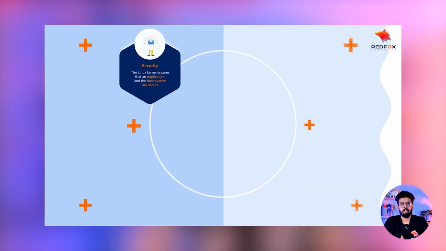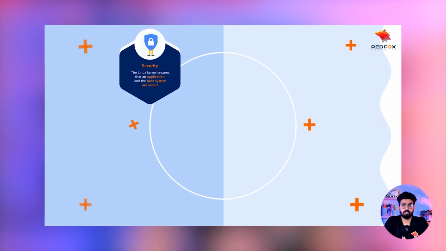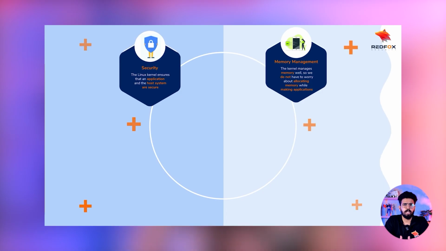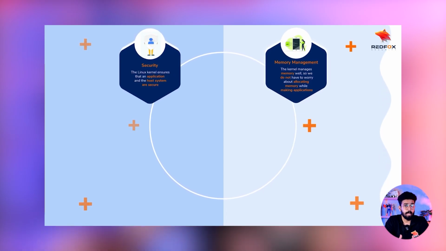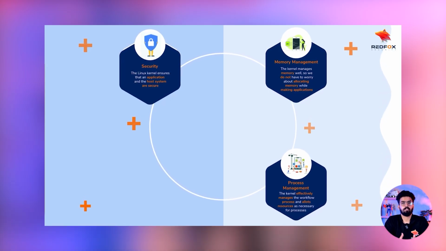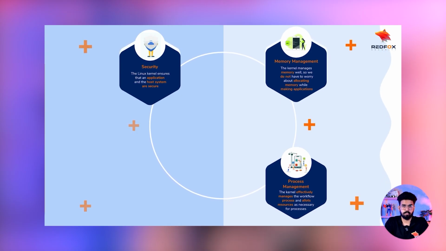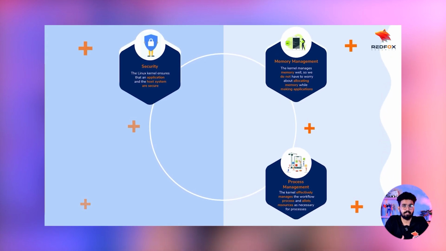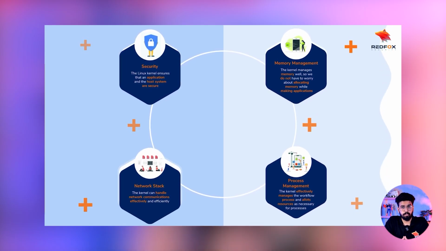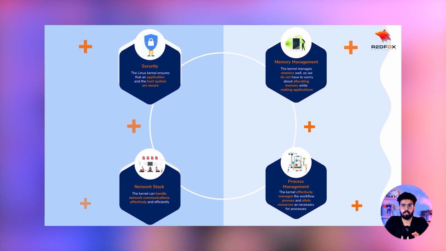The following are some of the main characteristics of the Linux kernel. Security. The Linux kernel ensures that an application and the host system are secure. Memory management. The kernel manages memory well, so we do not have to worry about allocating memory while making applications. Process management. The kernel effectively manages the workflow or the process and allots resources as necessary for processes. Networking. The kernel can handle network communications effectively and efficiently.